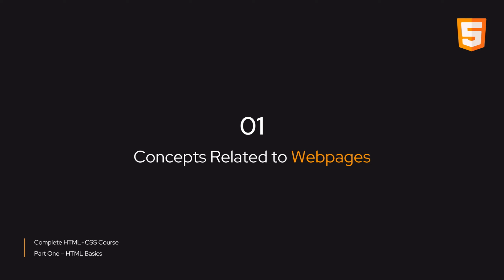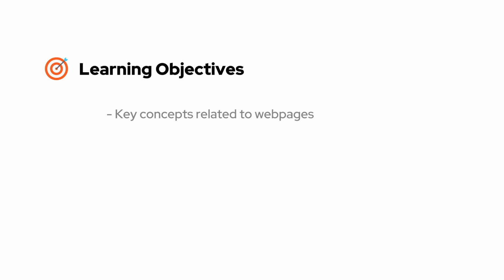In this section, we'll discuss some key concepts related to web pages. Let's start by recalling how we usually access a website. This process is so simple that we do it every day without thinking, right? Let's just use Amazon's website as an example.